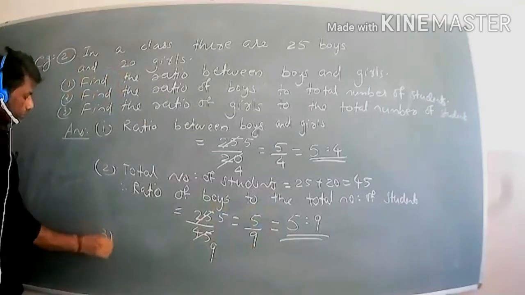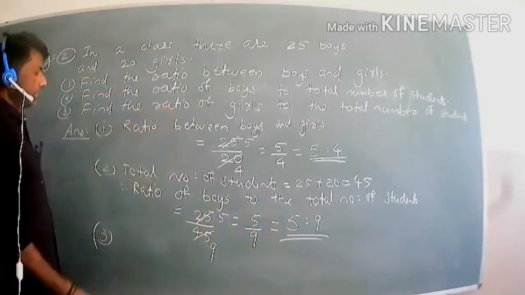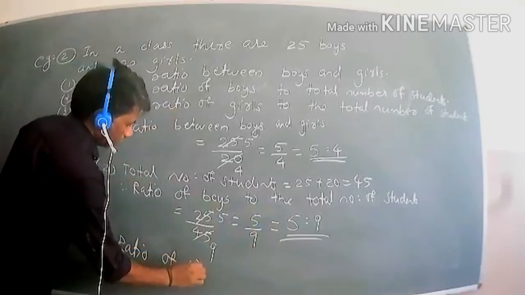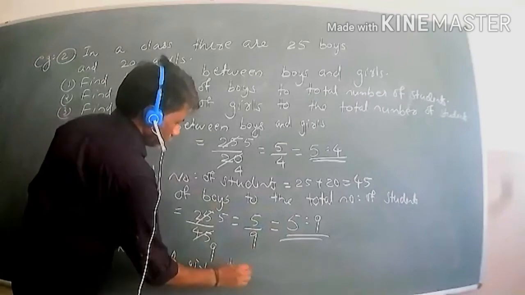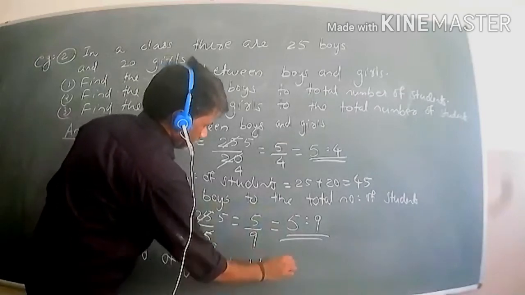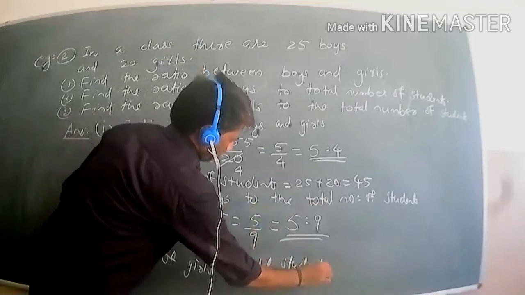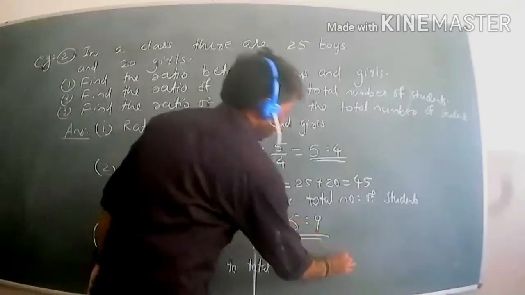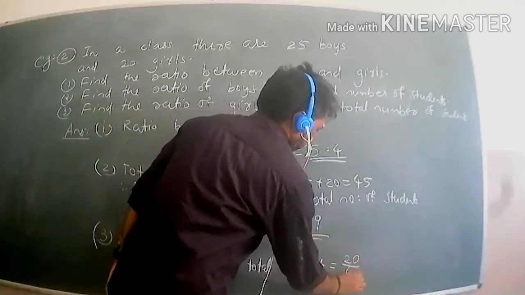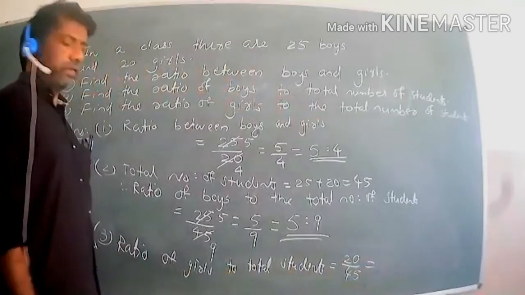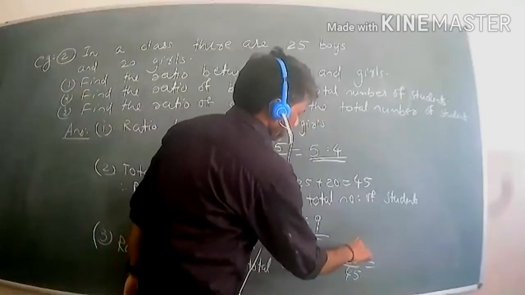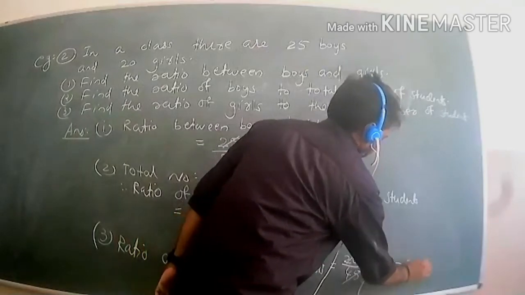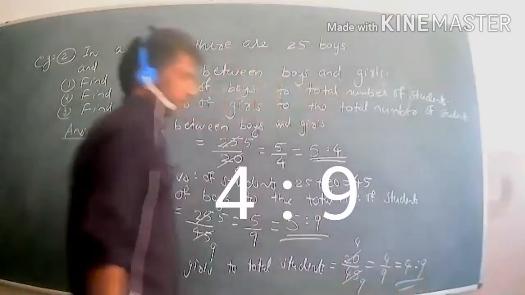Third one, ratio of girls to total students. Girls, how many? 20. Total students 45. 20 divided by 45. By 5 cancel. 5 4s are 20, 5 9s are 45, equal to 4 by 9, which is 4 is to 9.